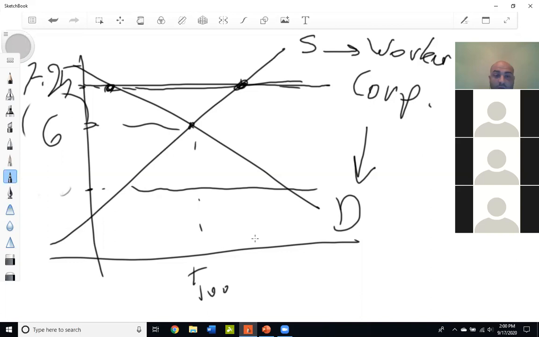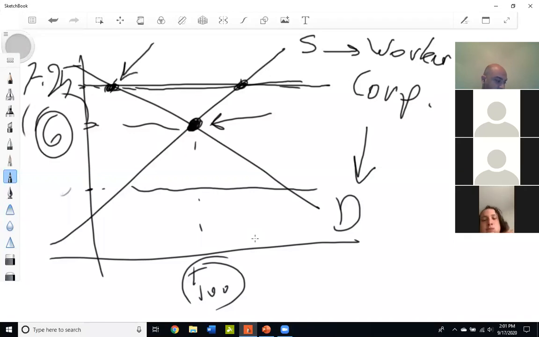But then, what happens is that corporations would stop hiring because it's no longer profitable for them to hire these many people at this price. This number, 500 people, was only profitable at this price. If they're supposed to pay us 7.25, they're only willing to hire this few, let's say 120 people, 125 people.